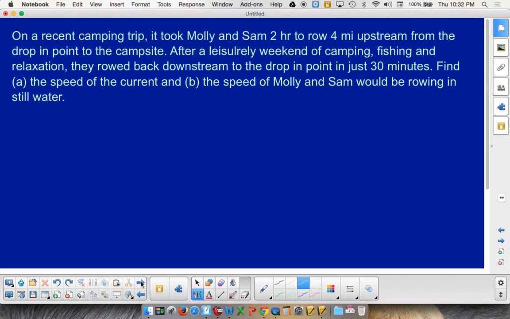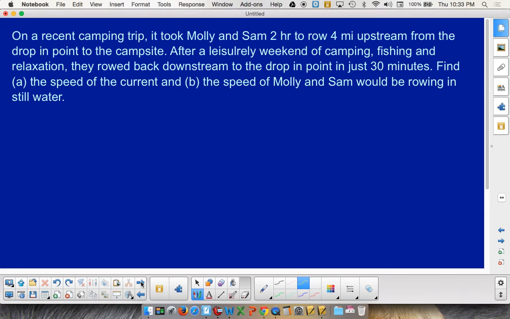And it wants you to find 2 things. Find the speed of the current, and then find the speed of Molly and Sam if they were rowing in still water. So in fact, how fast are they rowing the boat, and then how fast is the current moving it? In the past, when we've done these types of problems, they gave you one of those. Now I'm not giving you either one of them.